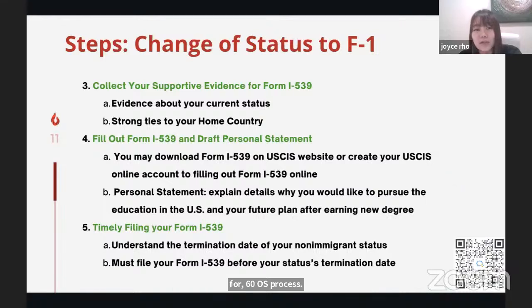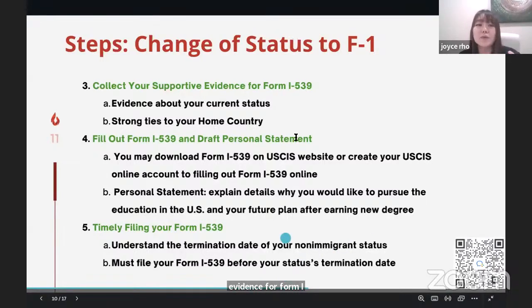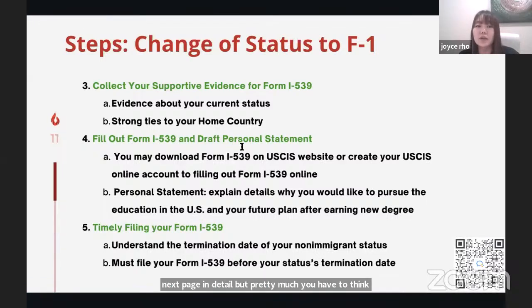And yes, now it's time for collecting your supporting evidence for Form I-539. I'll talk about this evidence on the next page in detail, but pretty much you have to think, oh, I need to collect the evidence about my current status. And I need to think of evidence to prove my strong ties to my home country. These are very essential and fundamental. So I hope that you can collect them when you think of change of status.